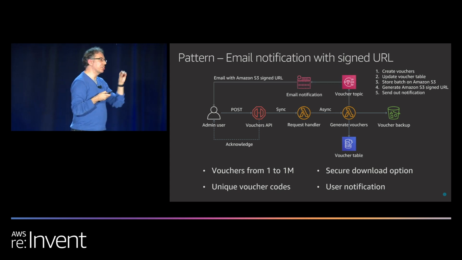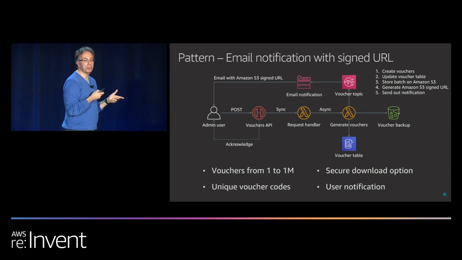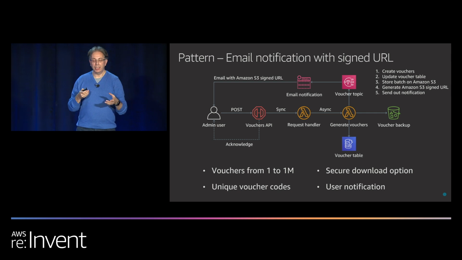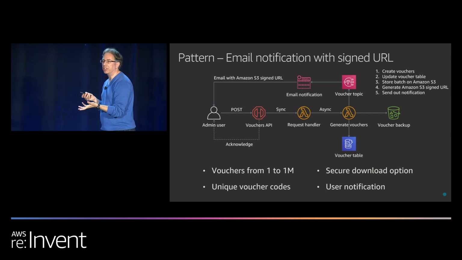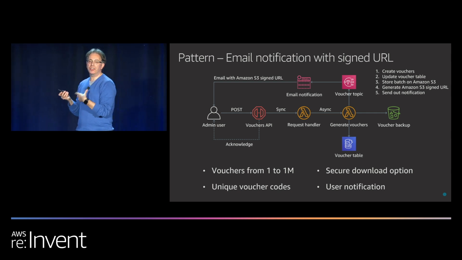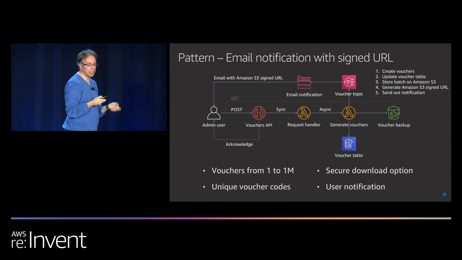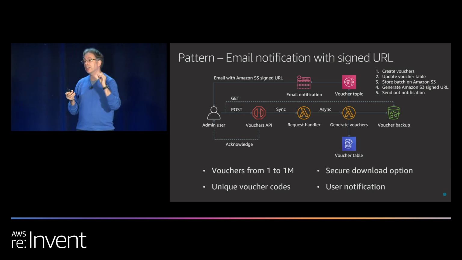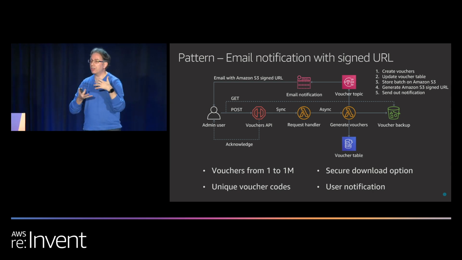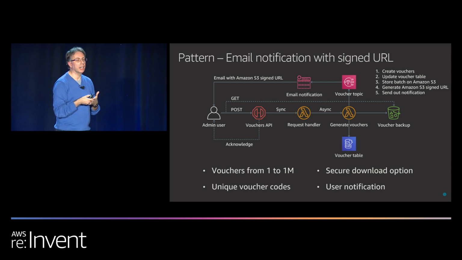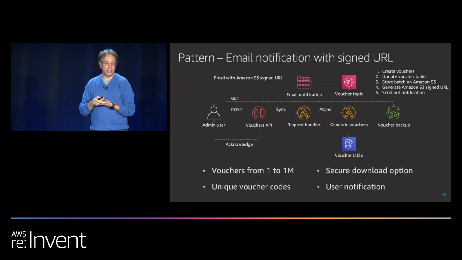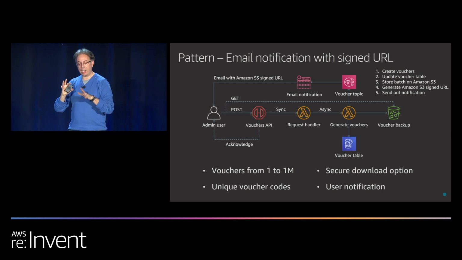And we'll publish this signed URL on an SNS topic, a notification topic, that is configured to create an email notification. And the administrator will receive the email notification containing this signed URL, and by clicking on this signed URL, you can download the full batch of voucher codes and then use them internally. And then DynamoDB remains as the source of truth for the use of the voucher.